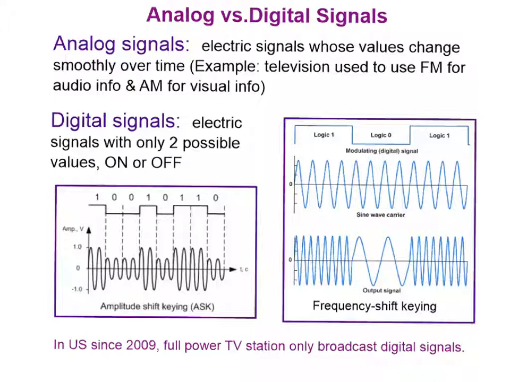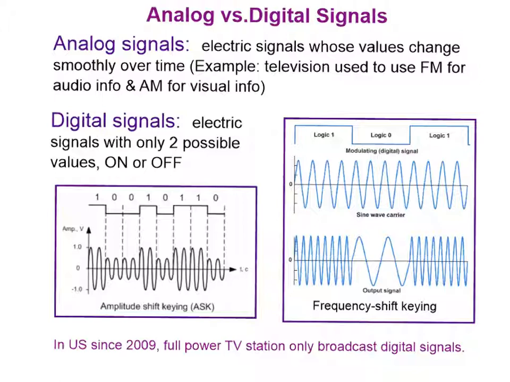Now let's take a look at something called analog signals and digital signals. Analog signals are basically electric signals whose values change very smoothly over time. Examples of analog signals are the AM and the FM radio. Television used to use the FM for audio information and the AM for the visual information on the television. However, since 2009, all full-power television stations in the United States began broadcasting only digital signals.